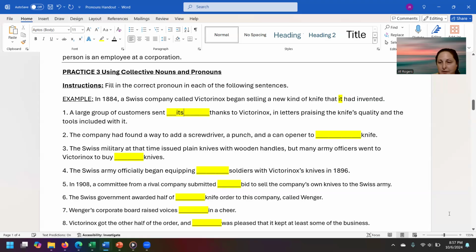Okay, so finish that. Just make sure you find the noun that it's referring to and agree with it. If it's singular, make sure it's singular. If it's plural, make sure it's plural.